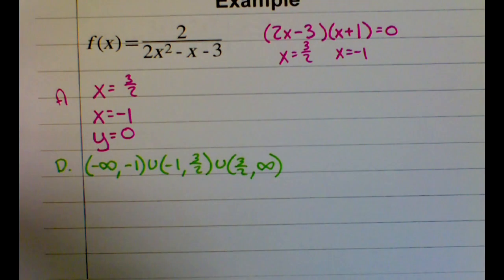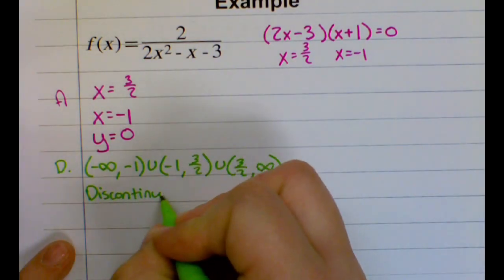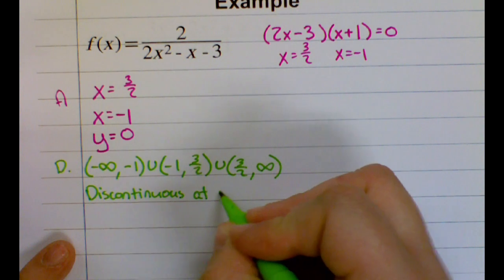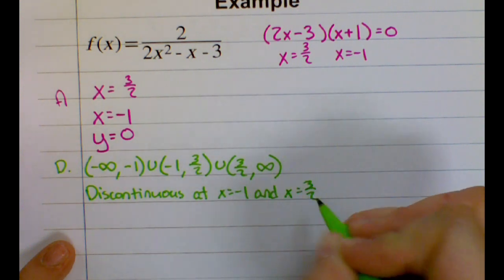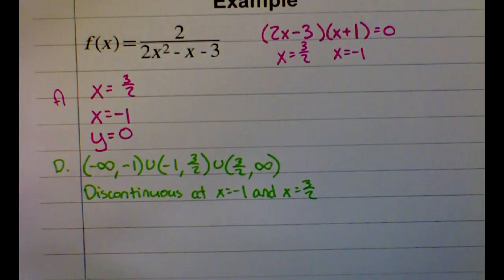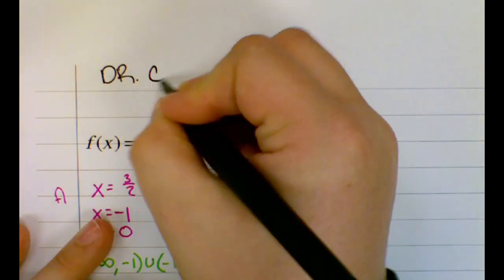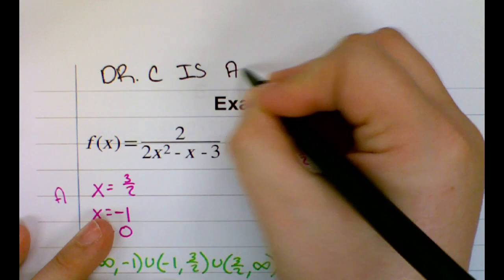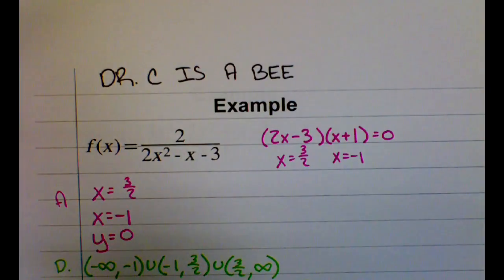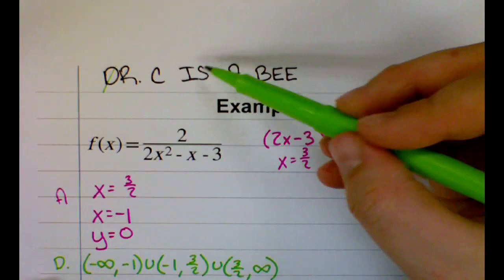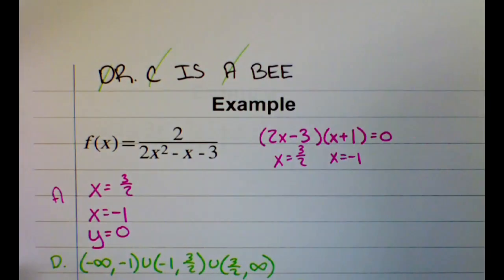Continuity, it is discontinuous at x equals negative 1 and x equals 3 halves. And as just a warning here, remember it's Dr. C is B. Going through and checking those things off in my head. So we have talked about the domain. We have talked about the continuity. We have talked about the asymptotes. All right.